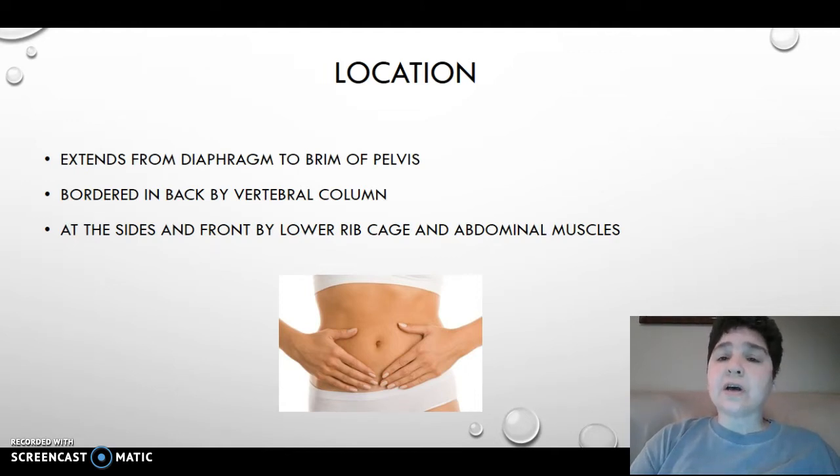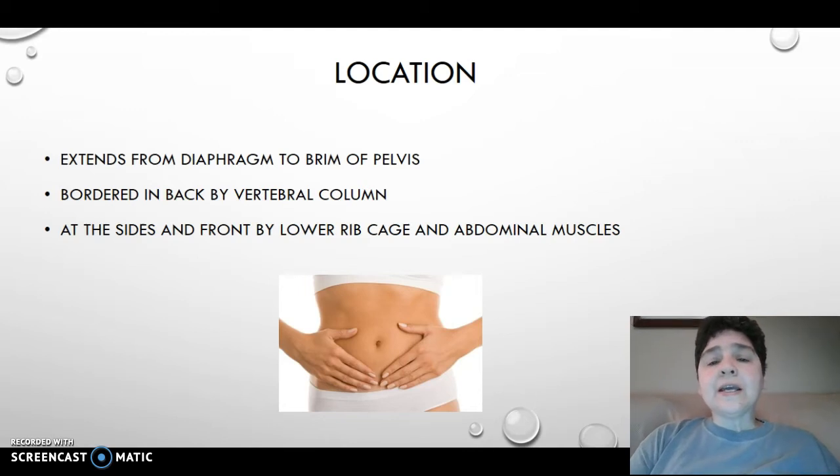Now, sometimes we talk about the abdominal pelvic regions or abdominal pelvic cavity, but in reality the abdominal and the pelvic region are two separate locations, but sometimes you'll hear them referred to as abdominal pelvic. The abdomen is bordered in the back by the vertebral column, so the vertebral column is on the dorsal side of the abdomen. And then it's bordered at the sides and the front by the lower rib cage and by the abdominal muscles.